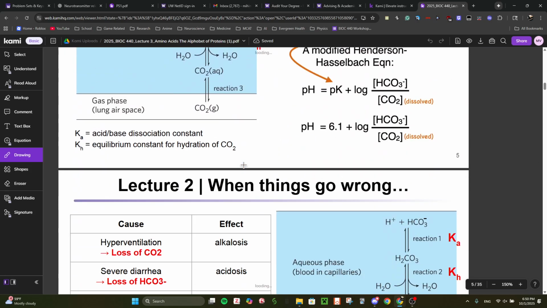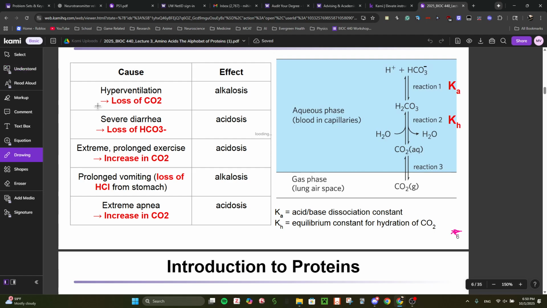Let's see. Right, yeah. So here's the answer for that. But we covered this though, right? Like hyperventilation, loss of CO2, right? We didn't talk about this one to be fair, but we talked about this, right? Increased CO2, right? This is a bit of a weird one, but they literally just took it at face value. Same with apnea. We talked about closing the airway, right? Increased CO2.